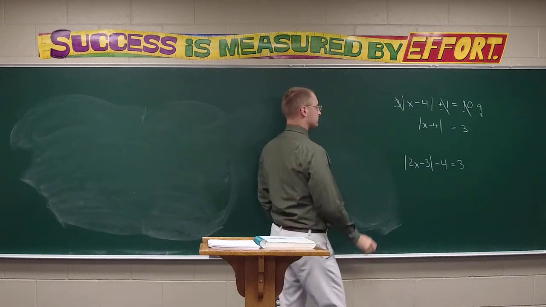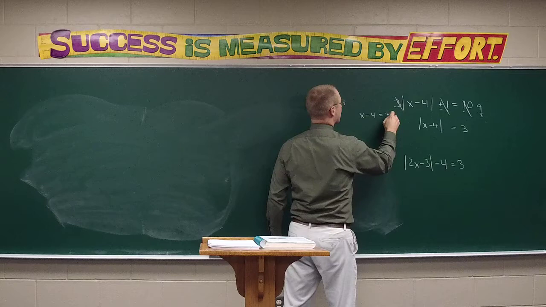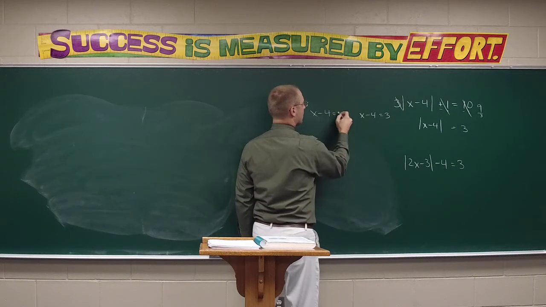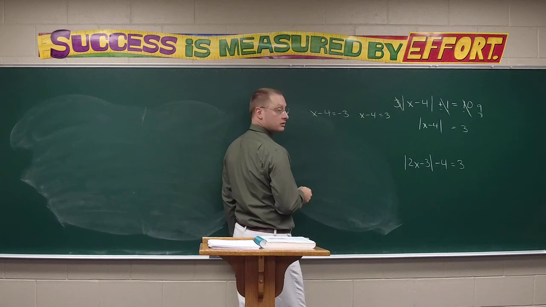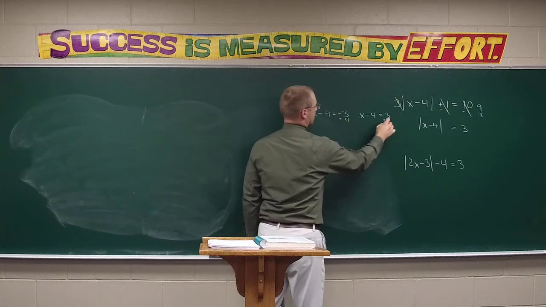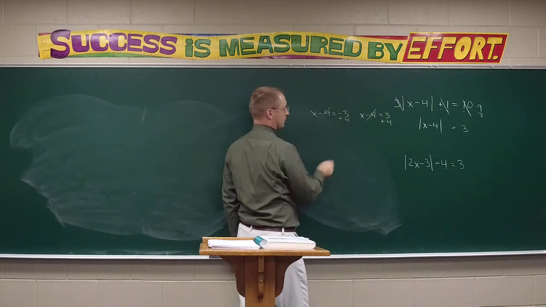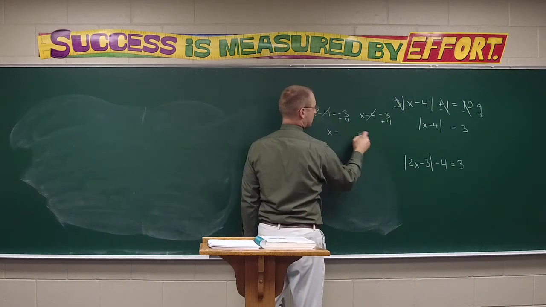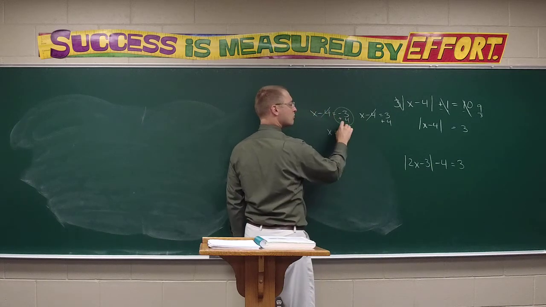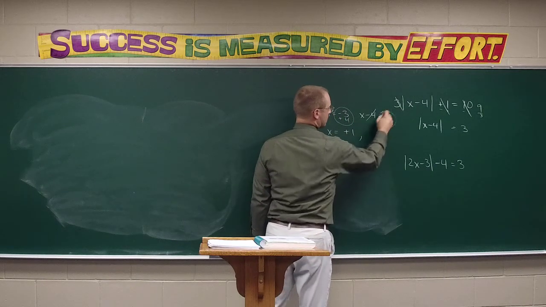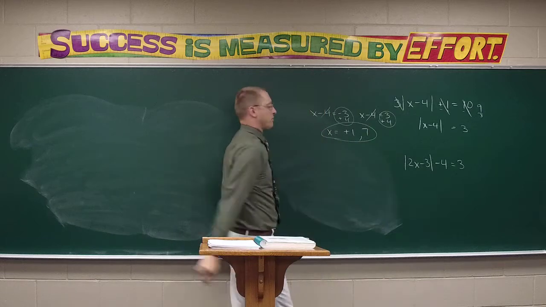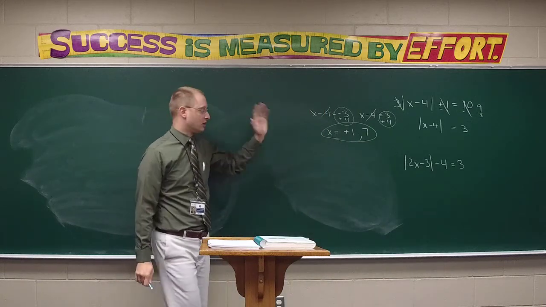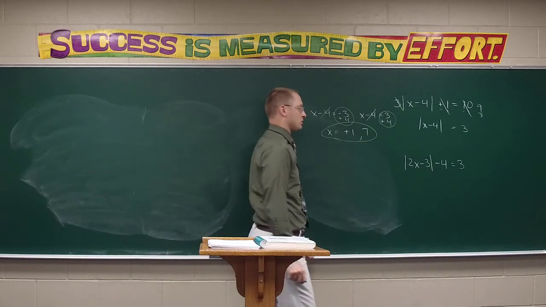Yep. Then you get x minus 4 equals 3, and then x minus 4 equals negative 3. And then you got to add 4 to both of them. And that gives you x equals negative 1, or positive 1, and then x equals 7. How many positive 1 and positive 7 as your answers? Excellent. On the next one, let's have Audrey walk us through.